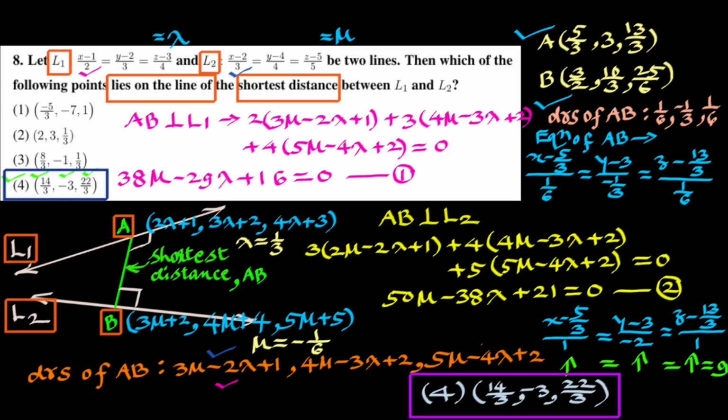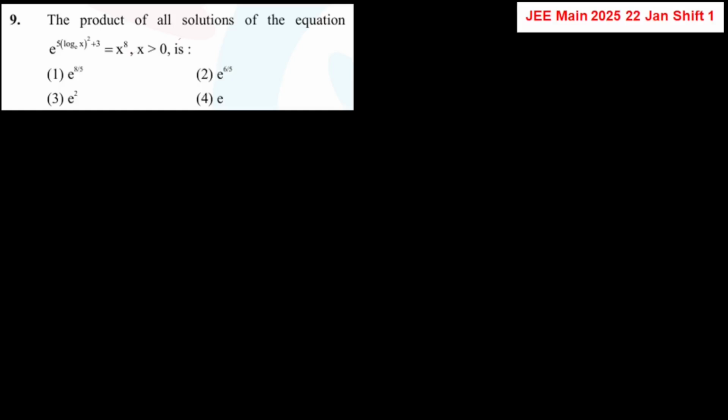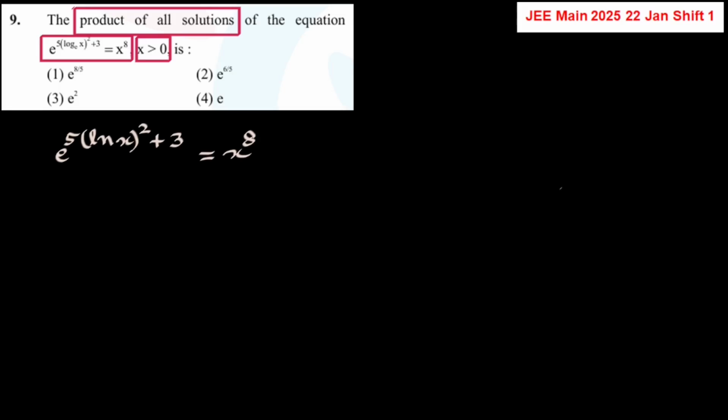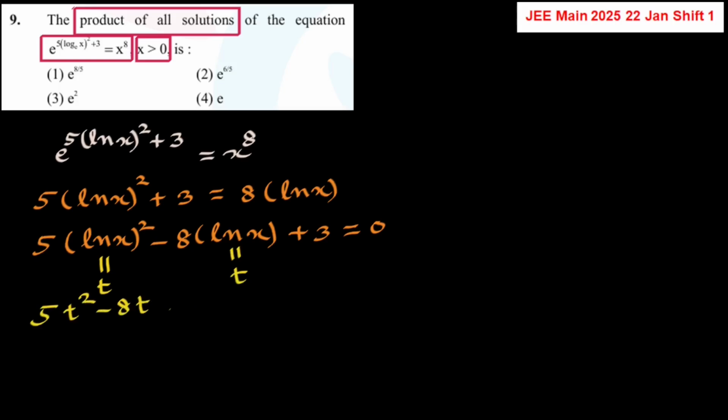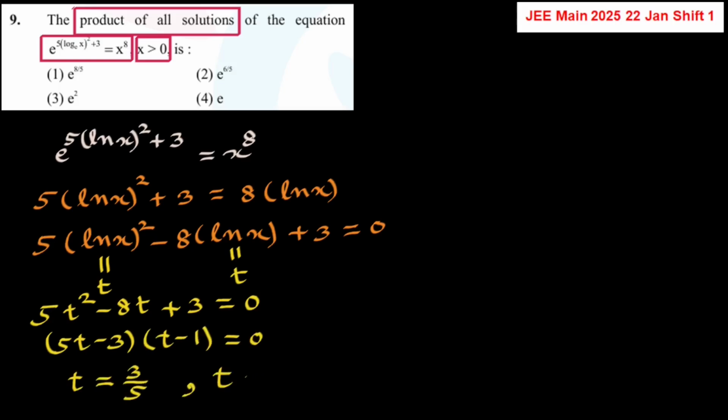In this question, we have to find the product of all solutions of this given equation where x is positive. We will start by taking logs on both sides. 5 ln x square plus 3 equals 8 ln x. 5 ln x square minus 8 ln x plus 3 equals 0. We will put ln x equals t. 5t square minus 8t plus 3 equals 0. (5t minus 3) into (t minus 1) equals 0. t is 3 upon 5 and t equals 1.